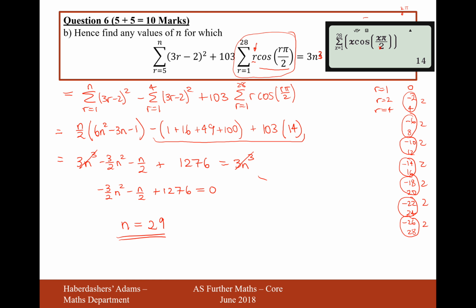So there we are, that's the answer for question 6. There are 10 marks for that question there in total. Feel free to use your calculator to check that as well. And yeah, let's move on to question 7.